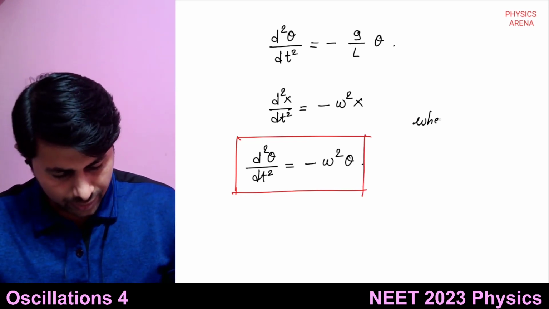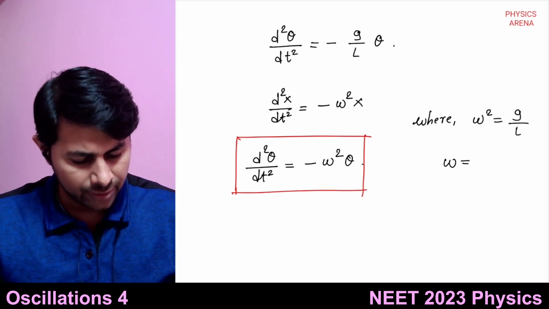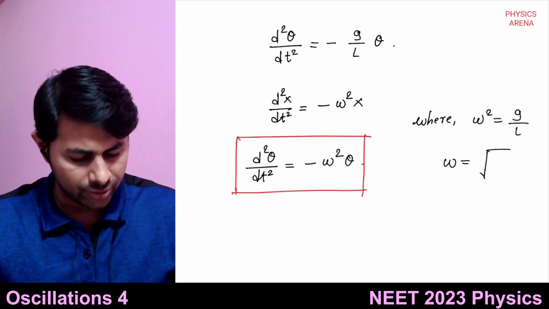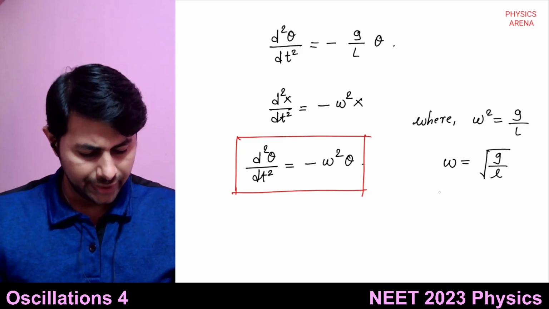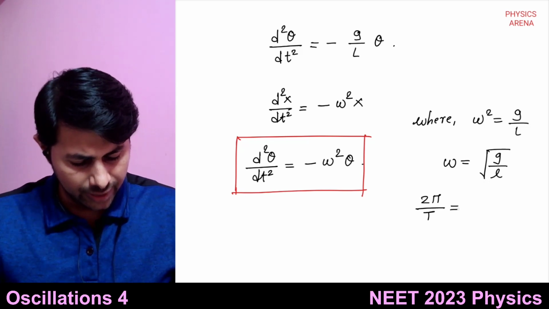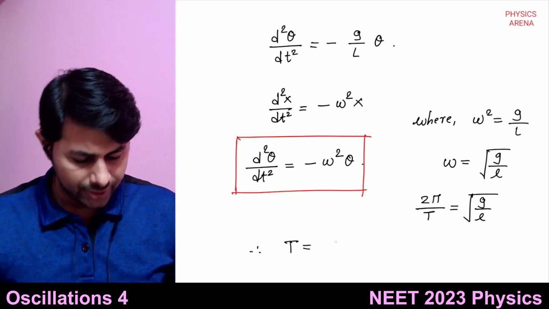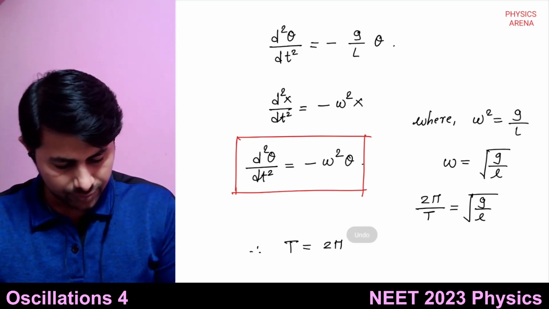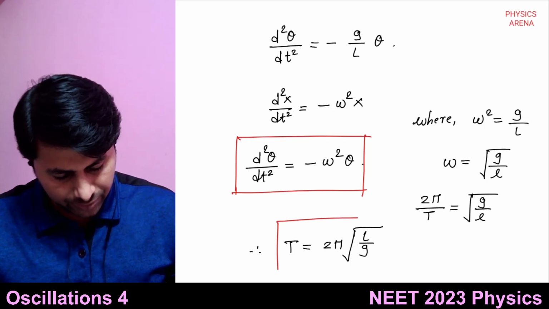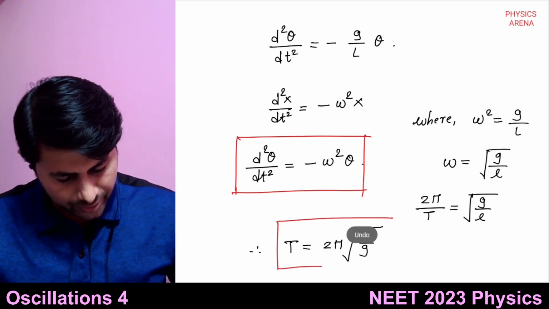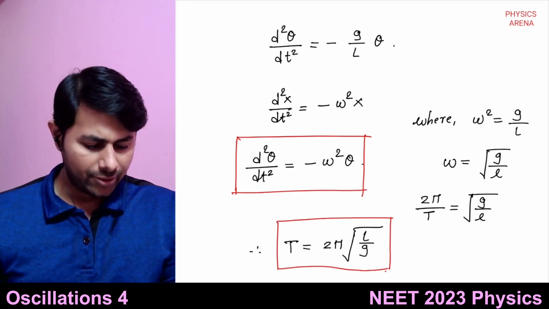where omega square is equal to g upon L. Therefore omega is equal to square root of g upon L. And what is omega? Omega is 2 pi upon T. So it is 2 pi divided by T, the square root of g upon L, and therefore by shuffling the terms, you get T equals 2 pi square root of L divided by g. So this is the expression for time period of simple pendulum.